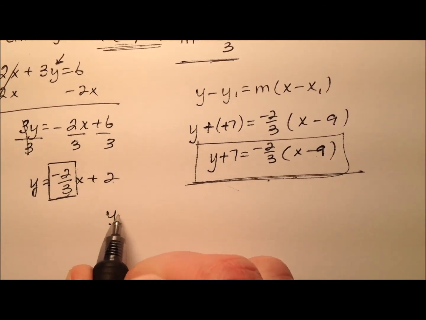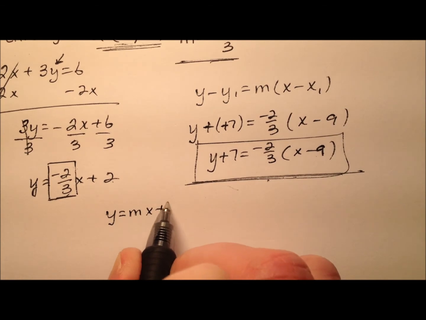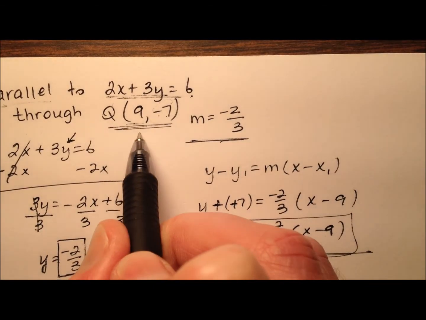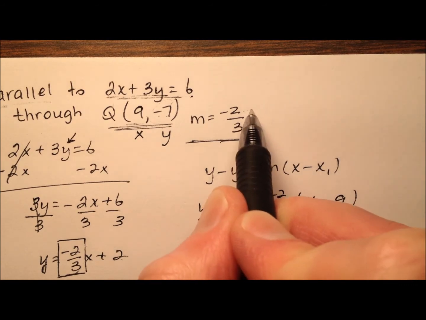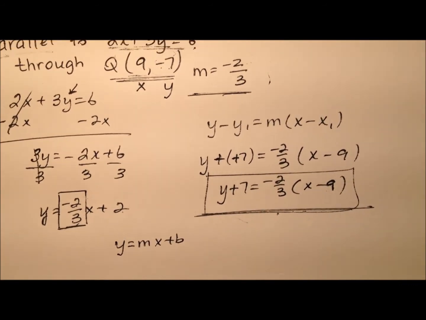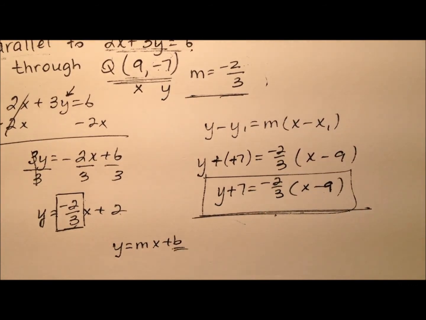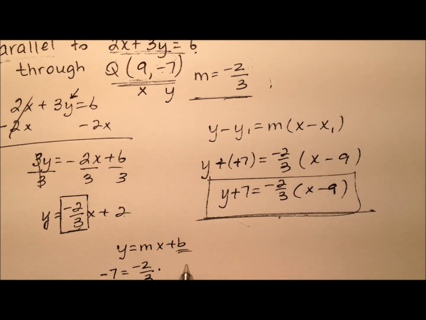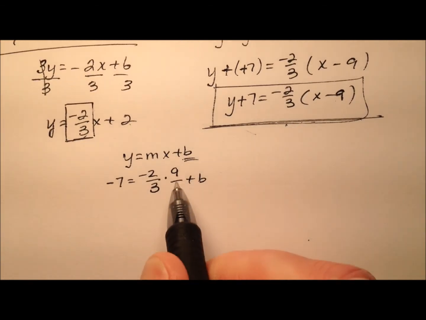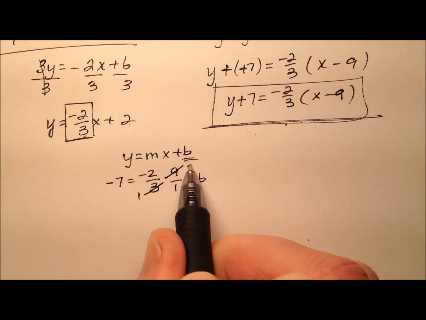So we'll start with our y equals mx plus b, and we know that our x-coordinate is 9, our y-coordinate is -7, and our slope is -2/3. So I'll be solving for b, which is my y-intercept. So y is -7, the slope is -2/3, x is 9, I'll go ahead and put 9 over 1. So I have some simplification I can do here.